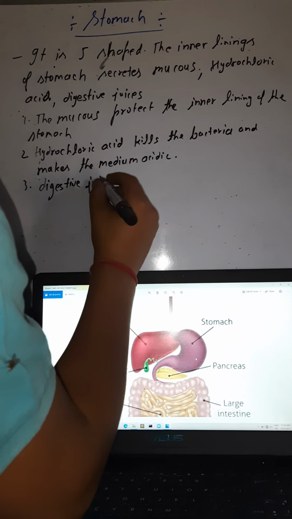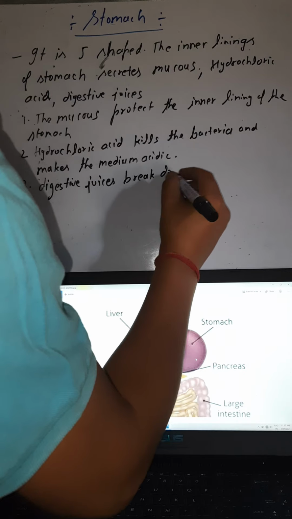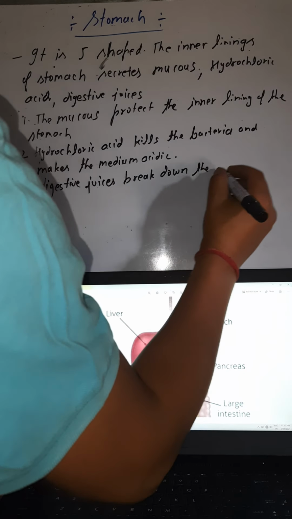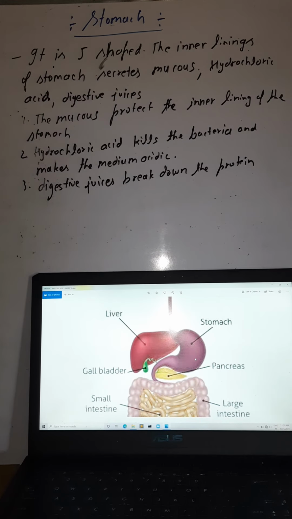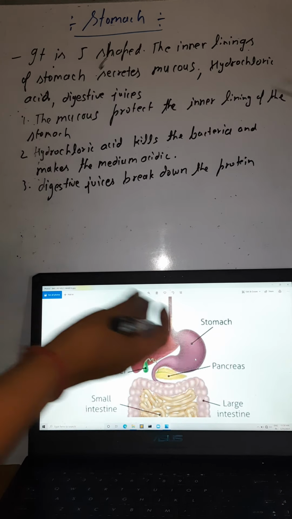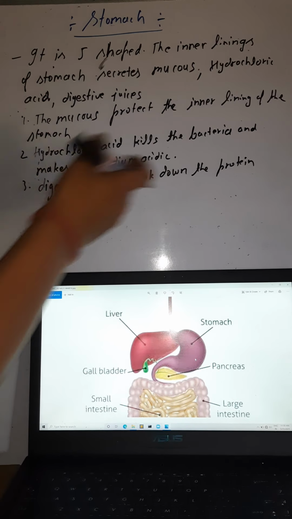Digestive juices break down the protein. Okay, means the protein is being digested in the stomach. So this is the function and this is all about the stomach.